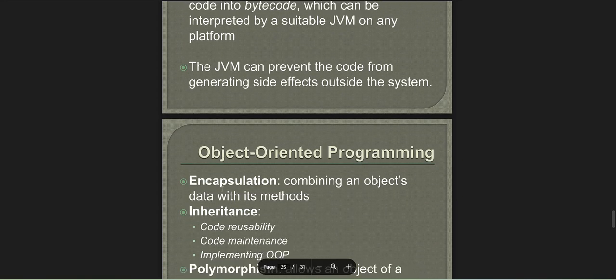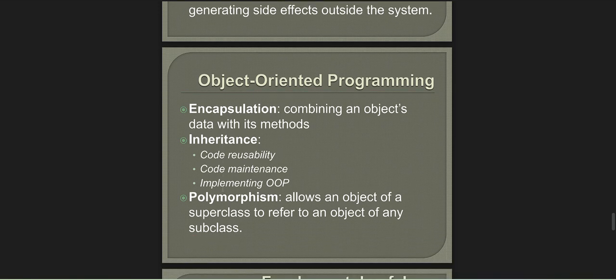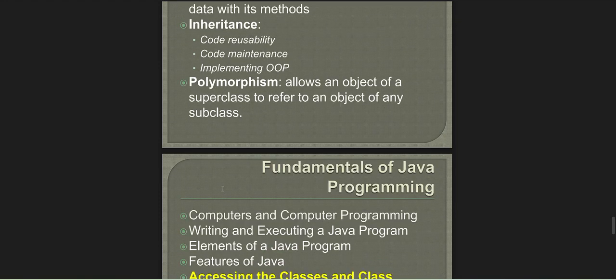Object-oriented: encapsulation, combining an object's data with methods, code reusability, code maintenance, implementing the OOP. Polymorphism allows an object of the superclass to refer to an object of any subclass.